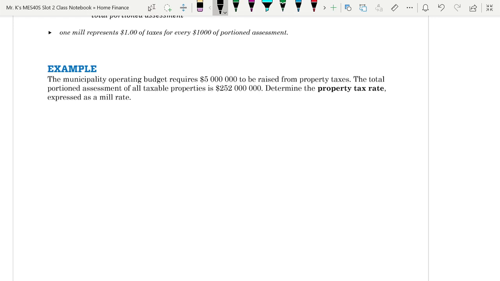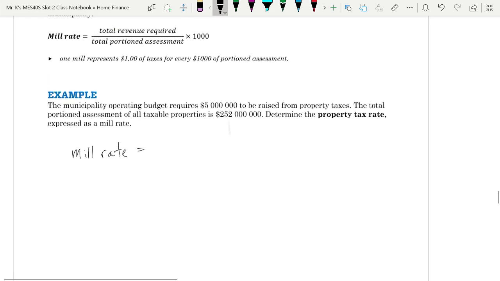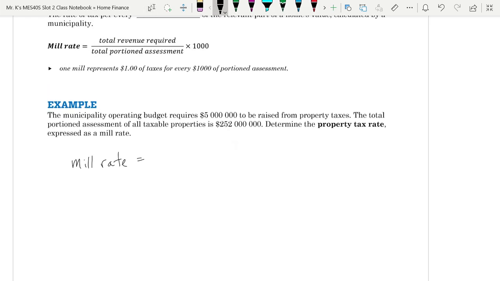So what is the property tax rate? So the mill rate is, and let's just use that formula there, the total revenue required. I require $5 million to run this town. The total value of all of the assessed property in the town that people own is $252 million. And we're going to divide it and times it by 1,000. So, I got good news for you. Notice that the zeros can cancel. You can cancel these 3 zeros, those 3 zeros. You can actually simplify this down to 5 divided by 252 times 1,000.